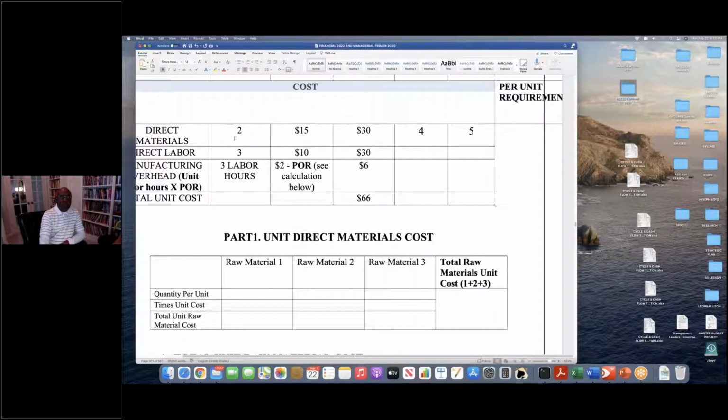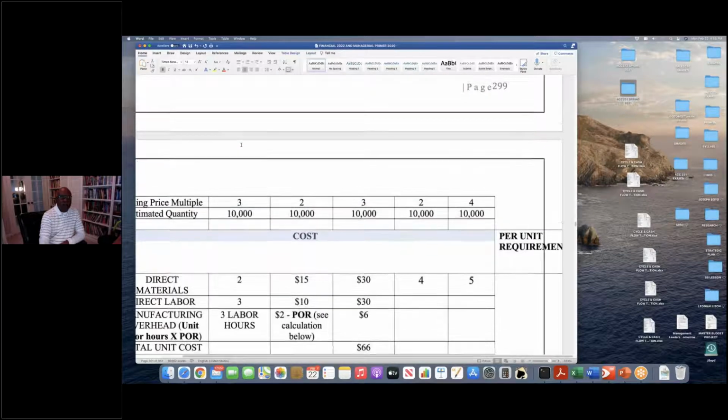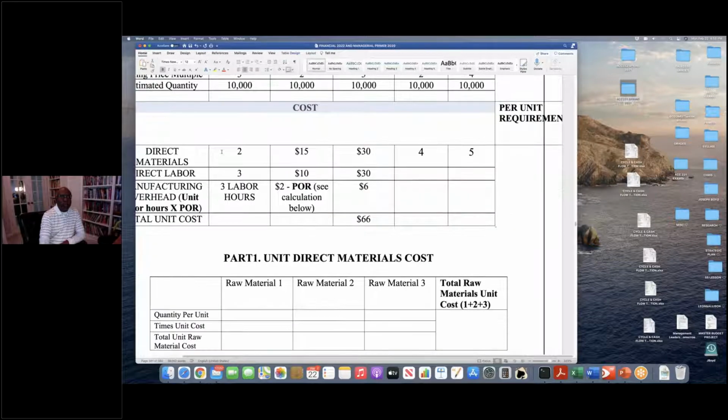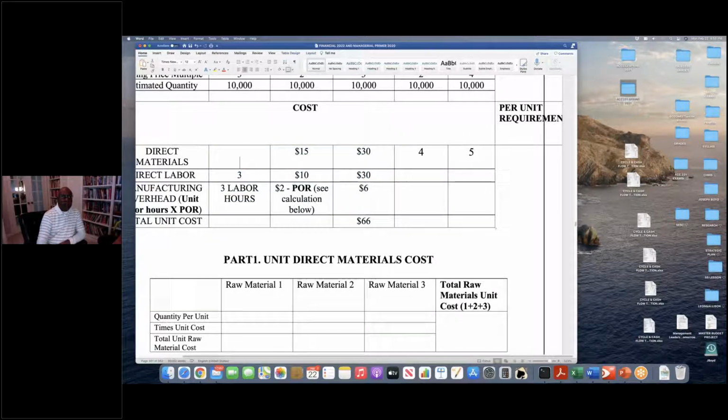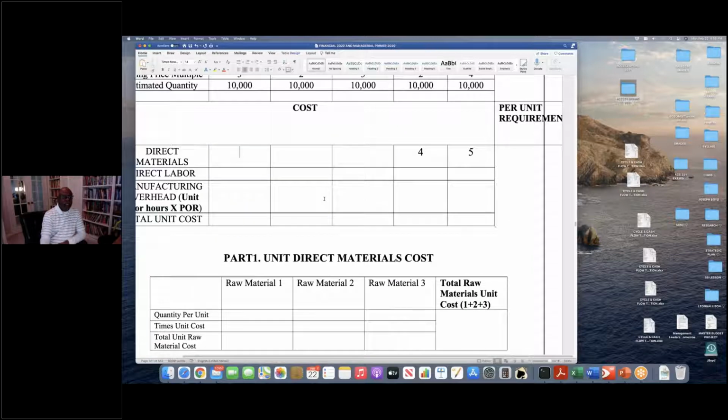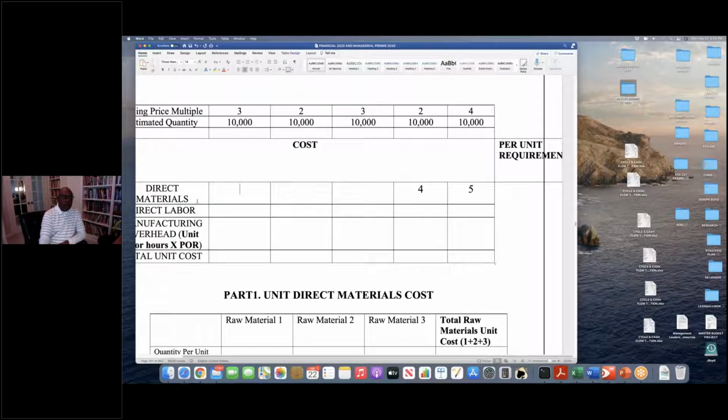Okay, so we need to take all this information out if it'll come out. So you've got to come up with direct materials, direct labor. Let's just see.